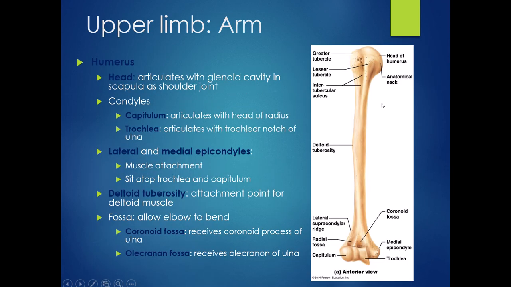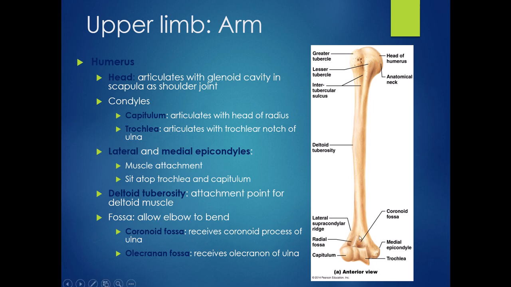If we look at the arm bone, the humerus, proximally we've got the head of the humerus and two tubercles here, greater and lesser tubercles for some muscle attachment. We've got the deltoid tuberosity here, which is where your deltoid muscle inserts, and then distally we have two condyles, the trochlea here and the capitulum here. The trochlea connects to the trochlear notch of the ulna. The capitulum connects to the head of the radius. Atop both of those condyles, we then have two epicondyles medially and laterally for some muscle attachment points.